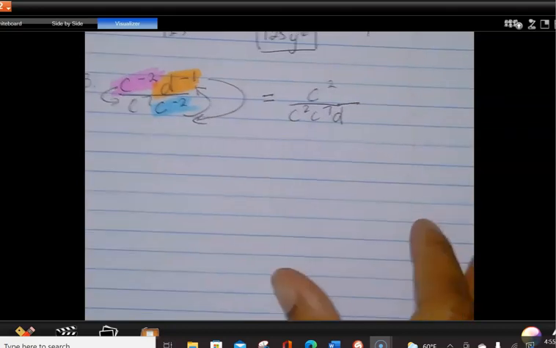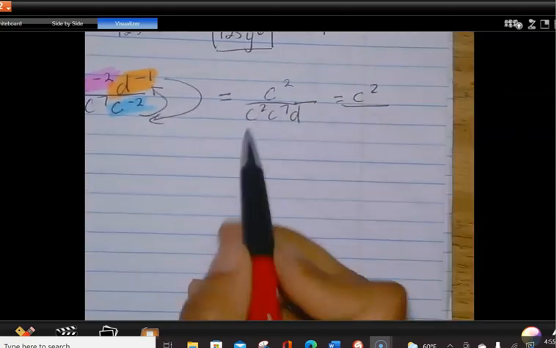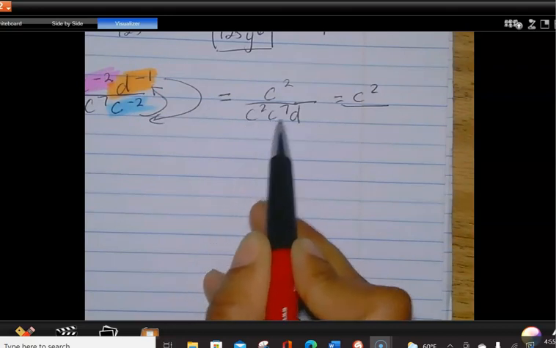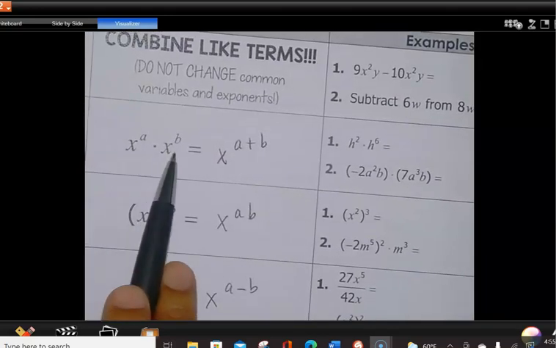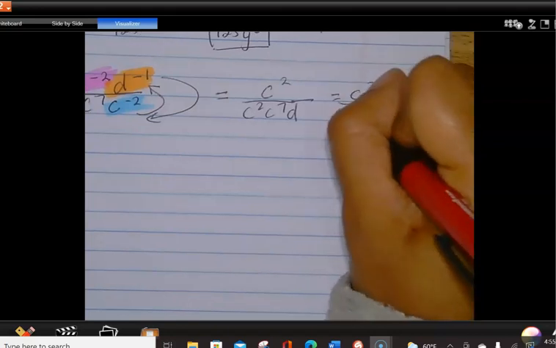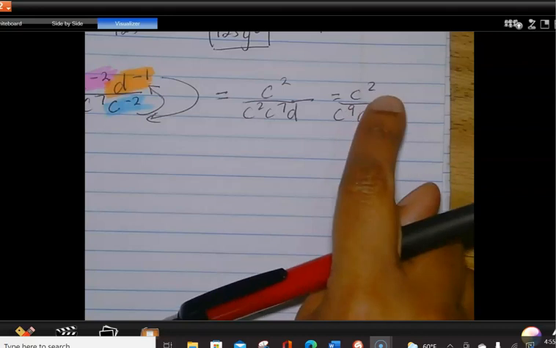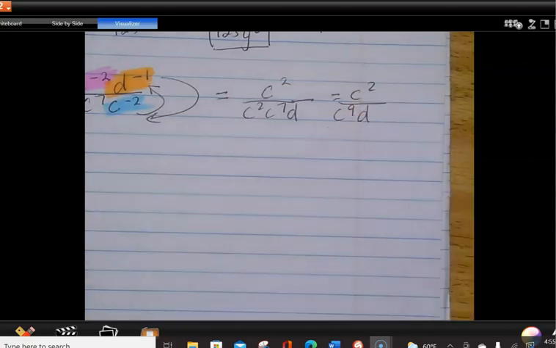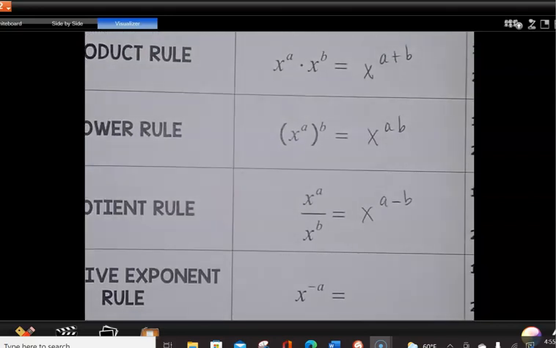Or you could do this, one more step. You could rewrite the C squared, but on the bottom, I go back to the product rule, right? If I have base, power, power, just like this, base with one number, base raised to a different number, do addition. So I'm going to make that bottom one C to the 9, D to the 1. And now, guys, you see that? They're the same bases, different powers.